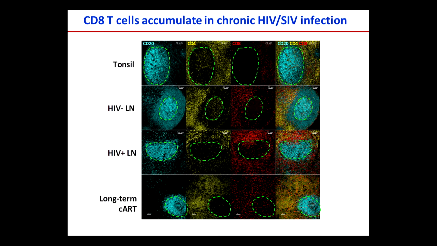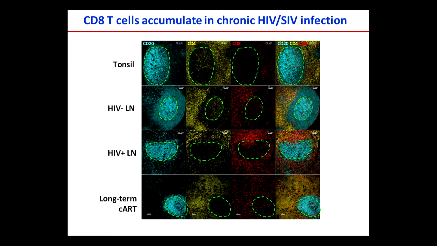This just shows those same data. It may be hard to see here, but what we have is a germinal center in a tonsil, an HIV-uninfected lymph node, an HIV-infected lymph node, and an HIV-infected lymph node on antiretroviral therapy. You can see CD4 T cells in all of these. What you probably can't see is that there are virtually no CD8 T cells here or here, but you can see some red cells here. These are the CD8 T cells, and here there are CD8 T cells throughout. So you can actually see the CD8 T cells in the germinal center.